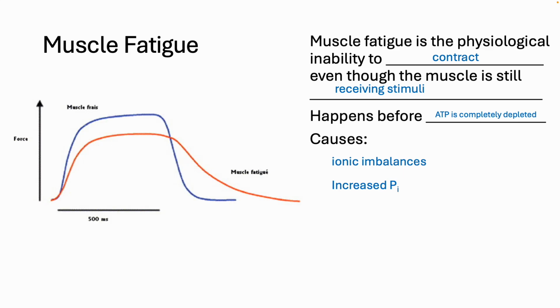Increased amount of inorganic phosphates. So inorganic phosphate comes from the breakdown of ATP, and this may actually interfere with calcium release from the sarcoplasmic reticulum. It also may interfere with the release of inorganic phosphate from myosin during myosin's power strokes when it's hydrolyzing ATP.